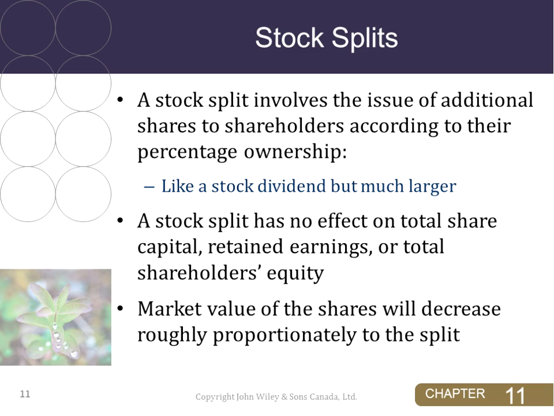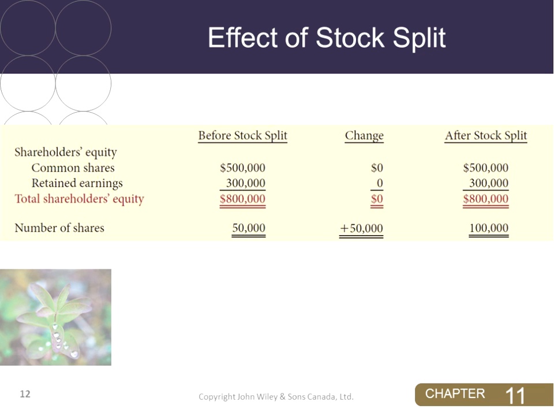The last type of dividend is what we call a stock split. The stock split basically leaves individuals again with an ability to have more ownership as a number of stocks, and we issue new stocks based on how many shares they currently hold. So a stock split has no effect on total share capital, retained earnings, or shareholders' equity. The only thing that it impacts is the number of shares outstanding, which typically tells us that, again, our market value of the shares will decrease proportionally to the split.